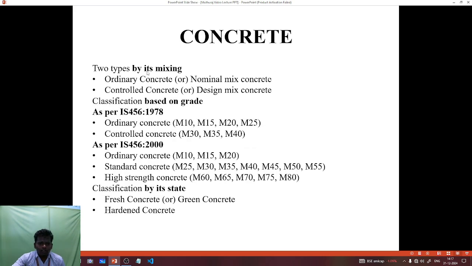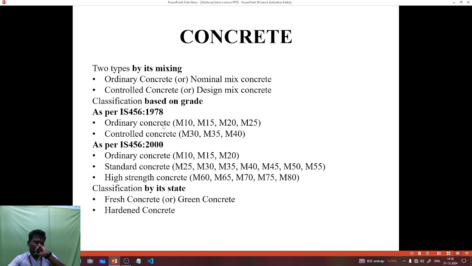Concrete. We have seen previously the cement and aggregate; along with water, these three components jointly are called concrete. There are two types by mixing: ordinary concrete or nominal mixed concrete, and controlled concrete or design mixed concrete. Classifications are based on grade as per IS 456 of 1978. Ordinary concrete is classified as M10, M15, M20, and M25. And controlled concrete is classified as M30, M35, and M40.